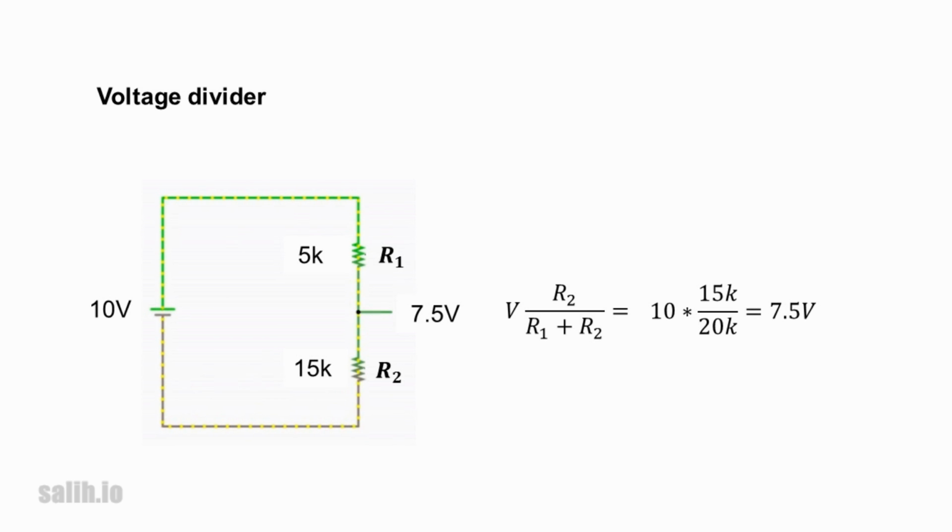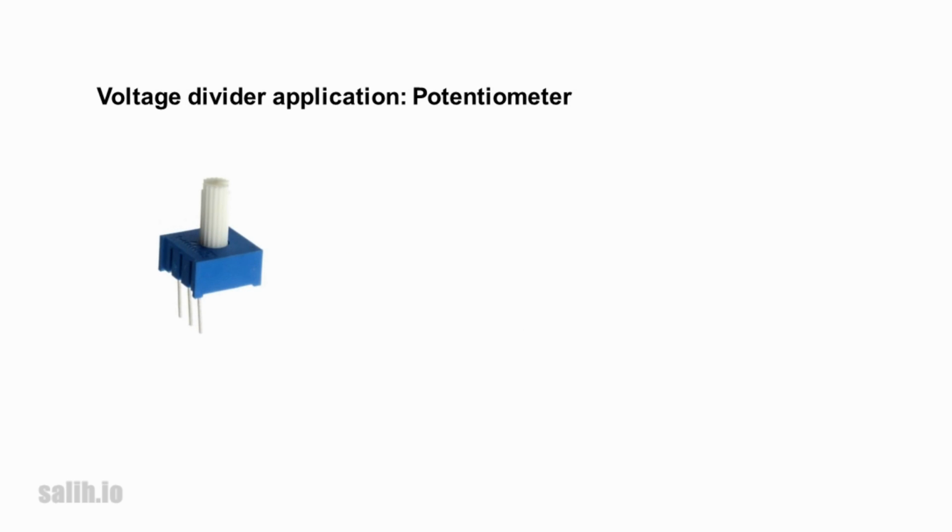If we increase the resistance at the bottom relative to the top resistor, the voltage output will increase. If we decrease the resistance at the bottom relative to the top resistor, the voltage output will decrease. Voltage dividers are useful for providing a constant voltage signal that is a fraction of the input voltage. Potentiometers are variable voltage dividers. The voltage division ratio can be adjusted by turning a knob.